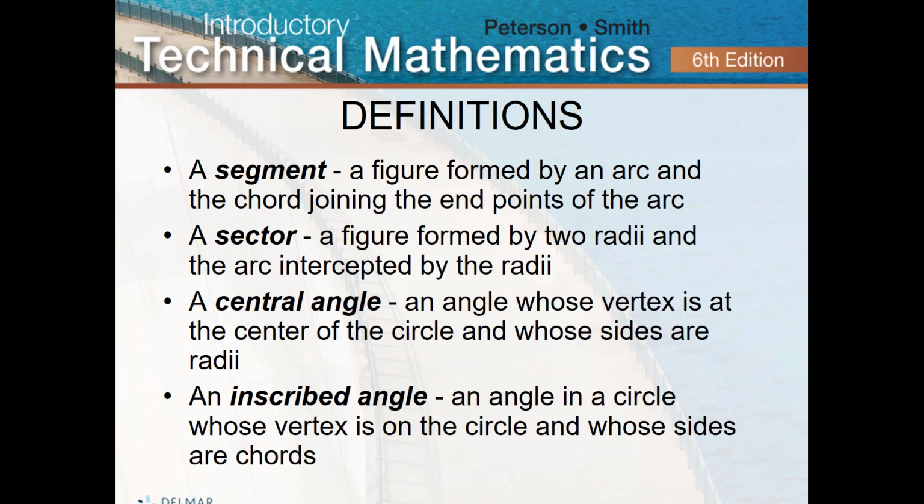Secant line. A segment is a figure formed by an arc and the chord joining the two ends. A sector is a figure formed by two radii, so like it's a piece of pie. Central angle is the angle whose vertex is at the center of the circle. An inscribed angle is an angle in the circle whose vertex is on the circle and whose sides are chords. All right, so let's take a look at this visually.